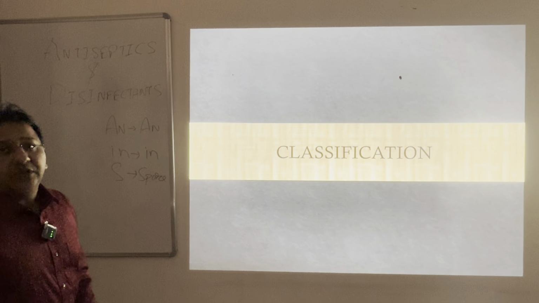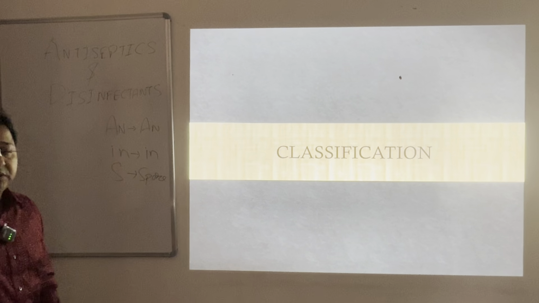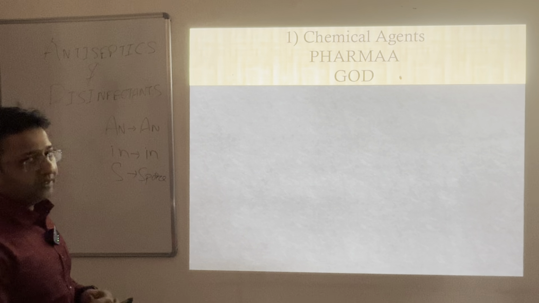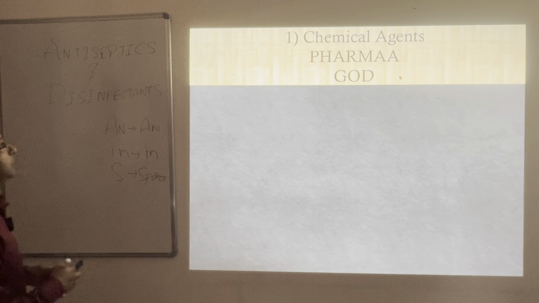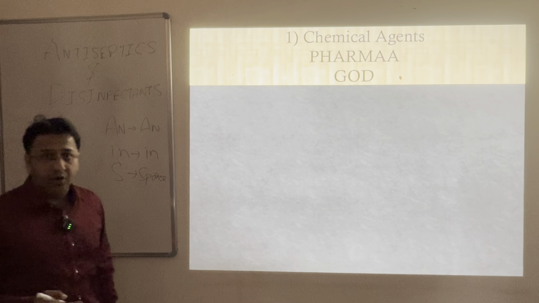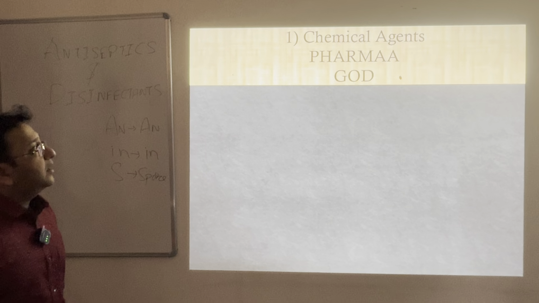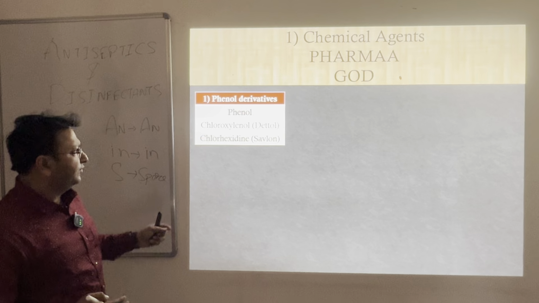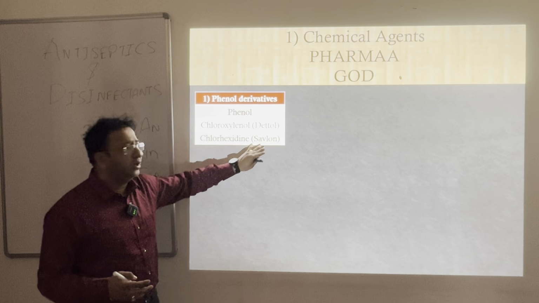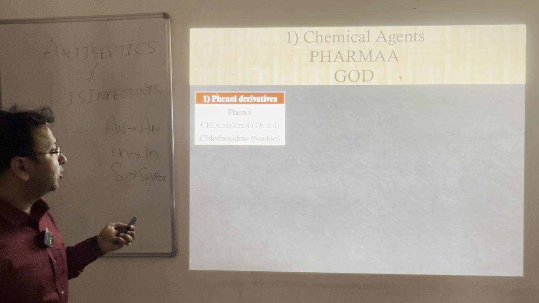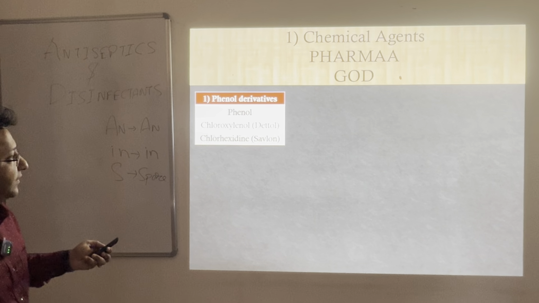Okay. Now coming to the classification part. I told you the classification basically is done according to the chemical agent. So here also I have a mnemonic to remember the various classifications for the chemical agent, that is PHARMA GOD. P is for phenol derivatives, and I think you have heard about Dettol and Savlon. So this falls under the phenol derivative. Dettol is chloroxylenol and Savlon is chlorhexidine.